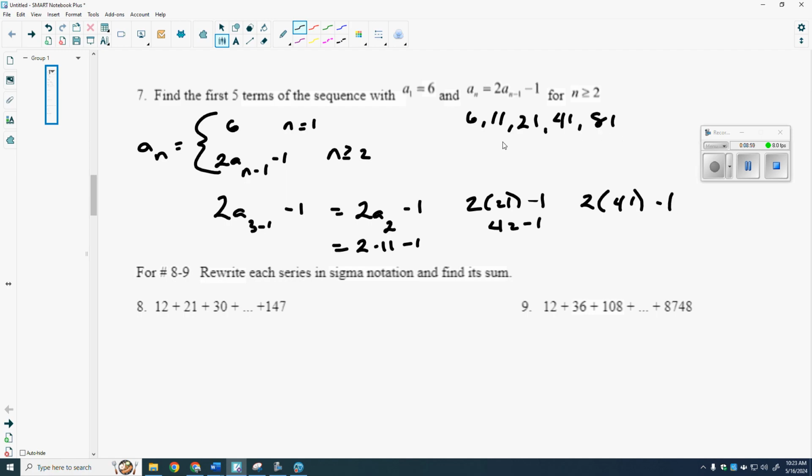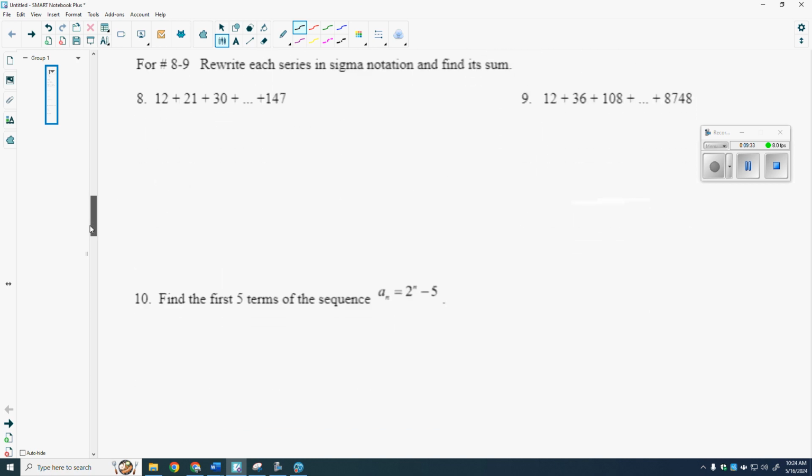Okay, on your calculator, this would be 2 times the answer minus 1, right? So I take 6 times 2 minus 1, I get 11. Take 2 times 11 minus 1, I get 21. And just keep doing the previous answer times 2 minus 1. Your calculator is programmed in recursive mode or in recursive notation. Okay, again, not on the test, but I think it's important for you to see it.